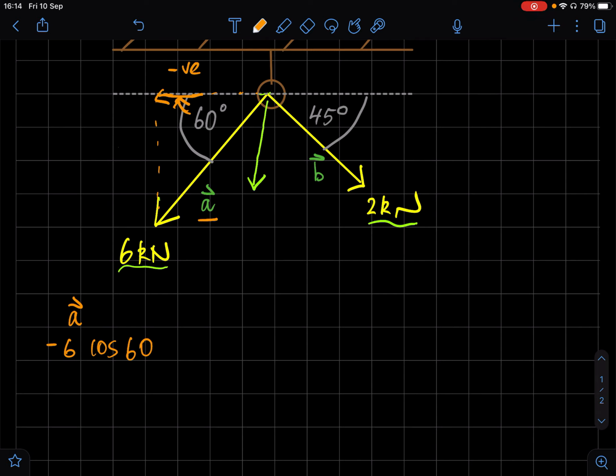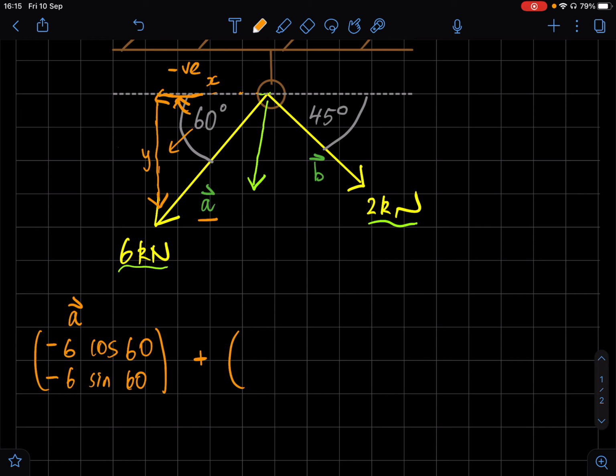And we also want to know the y component. That was the x component. This is now the y component. And that's also going in the negative y direction, isn't it? The hypotenuse for this is also going to be 6. This time it's going to be sine 60. So that's vector A in matrix form.